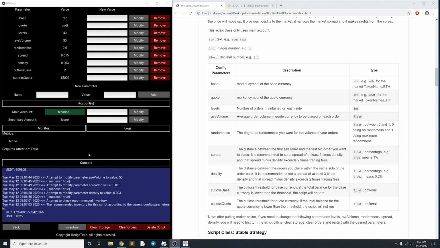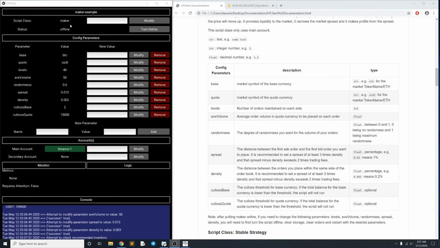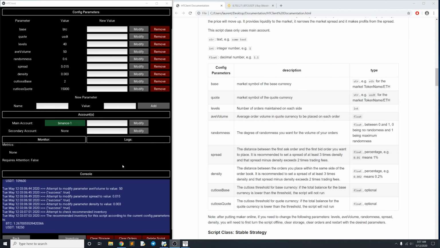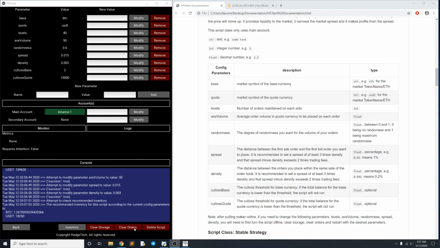There's one last specificity that I need to point out regarding the maker script. So if you have this script that is running, if it's online, and you need to modify these parameters listed here on the documentation, what you need to do is that you first need to turn the script offline. You need to clear storage here, clear orders, modify the parameters, and then restart the script. This is not the case for other script classes.